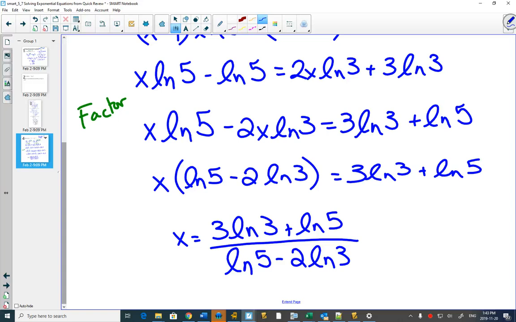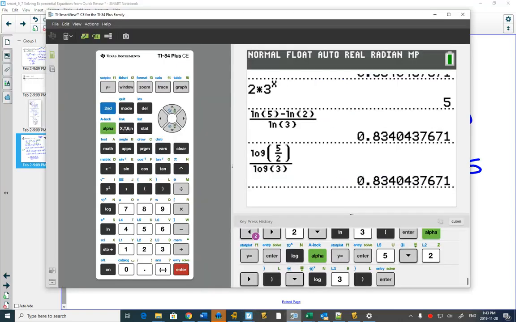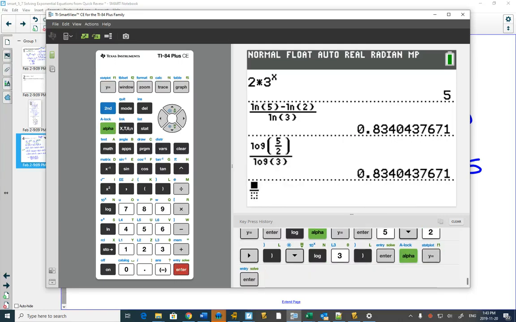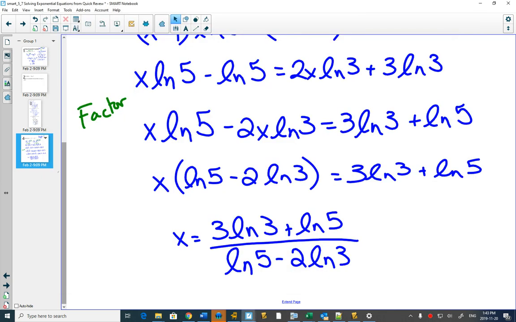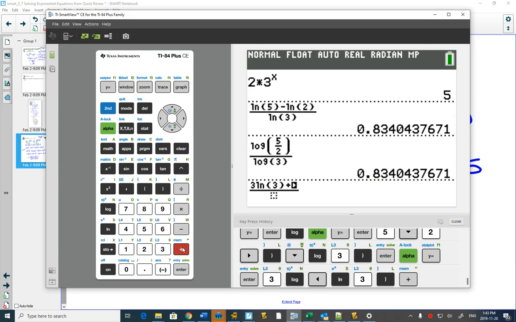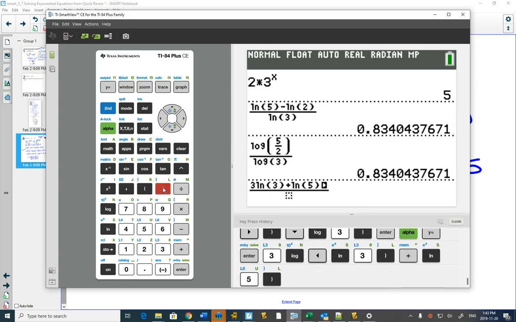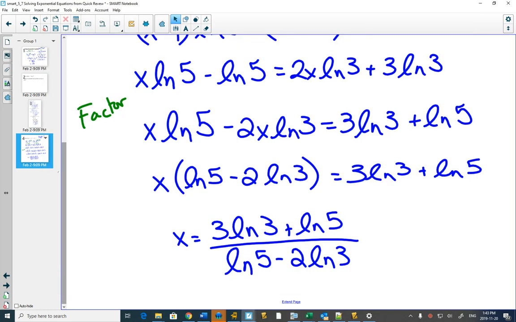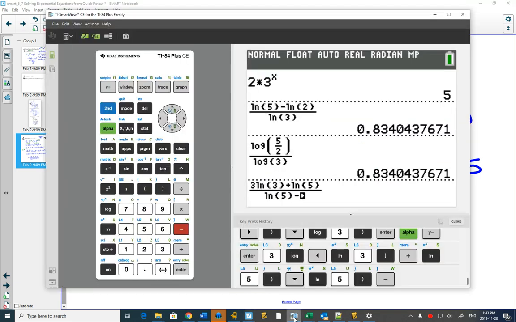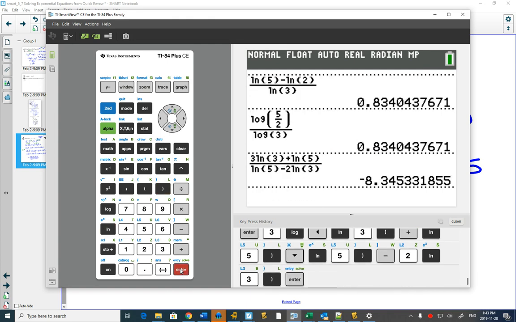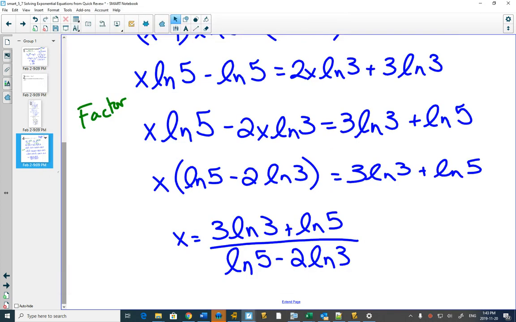And now we can type that into our calculator. 3 natural log of 3 plus the natural log of 5, divided by the natural log of 5 minus 2 natural log of 3. Negative 8.35.